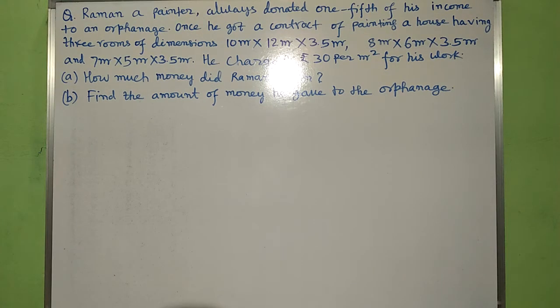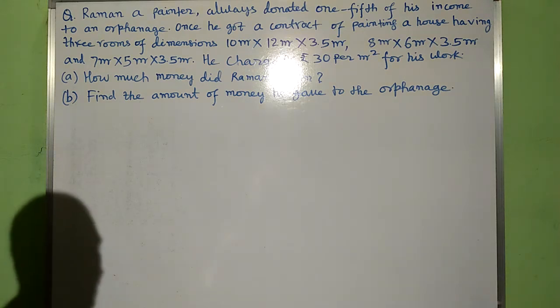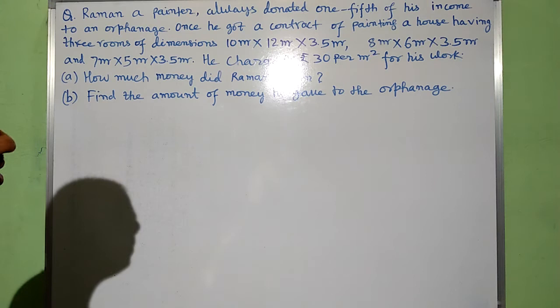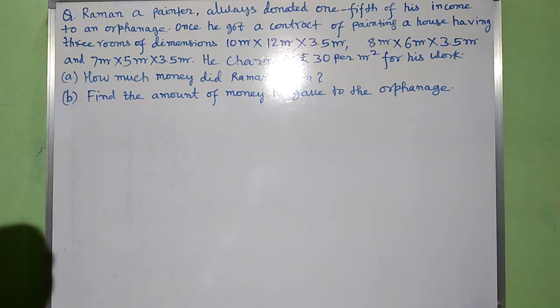Namaste everyone. Here I am going to solve one question which is related to VBQ in mensuration. The question runs like this. Raman, a painter, always donated 1/5 of his income to an orphanage.